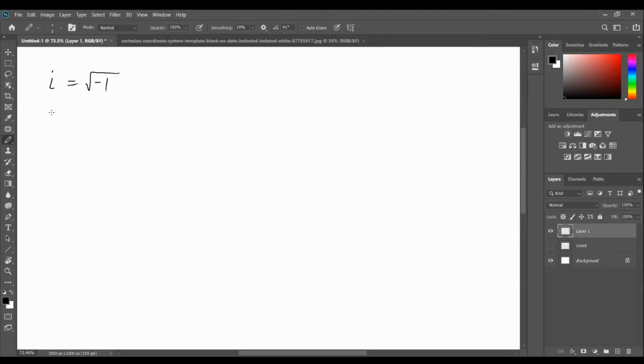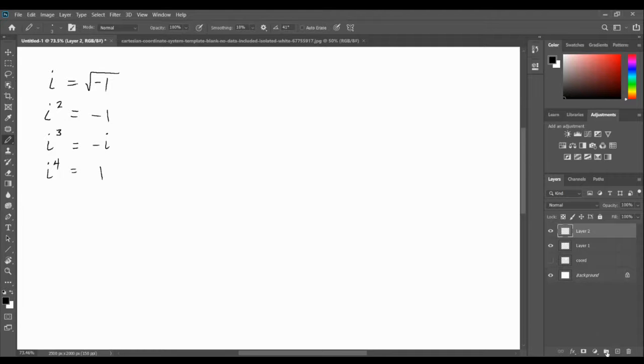If I were to square both sides here, say get i squared, well, to square a square root, you end up with the radicand. So i squared is -1 if i is the square root of -1. And interestingly enough, if I were to cube i, well, that's like i squared times i. And if i squared is -1, -1 times i is negative i. If I were to raise i to the 4th power, well, that's like i squared times i squared. So that's like -1 times -1. Well, that's a positive 1.